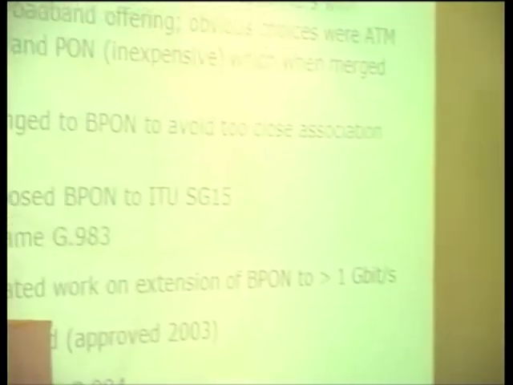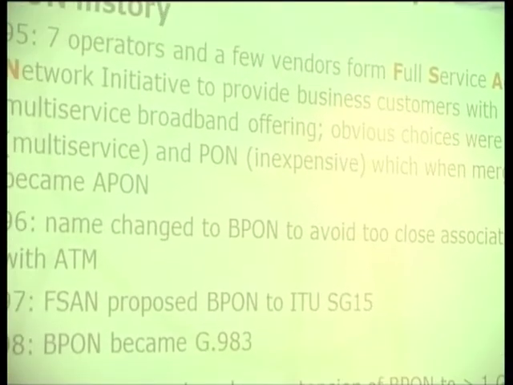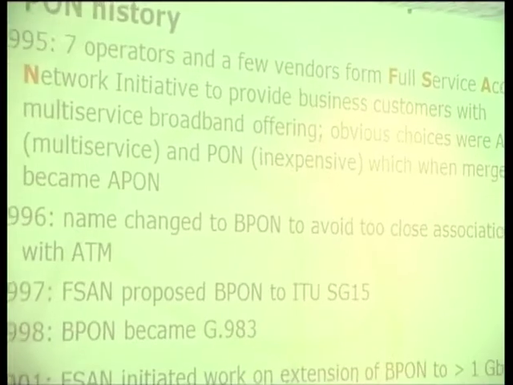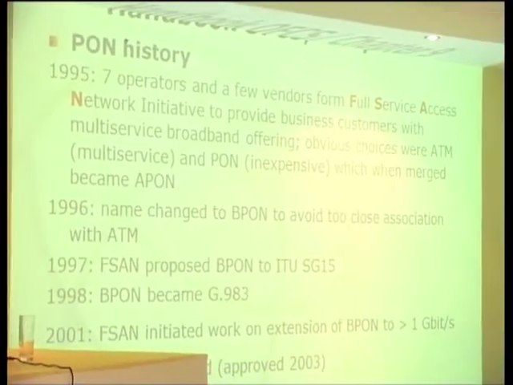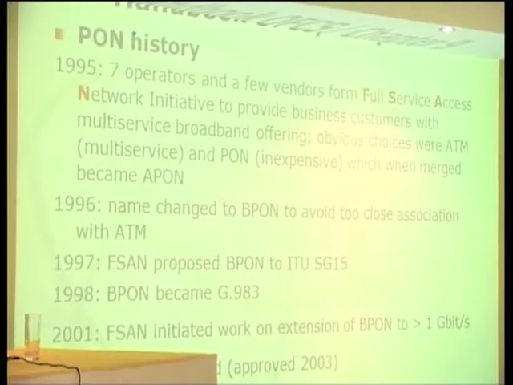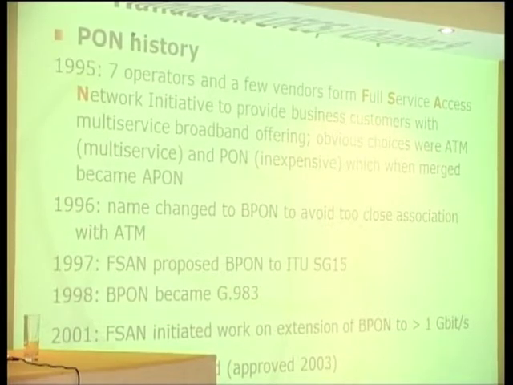In 1997, the technical proposal was proposed in ITU subgroup 15, and it became a standard, recommendation G.983, in 1998. 3 years later, works were started to extend the broadband passive optical networks to bit rates above 1 gigabit per second.